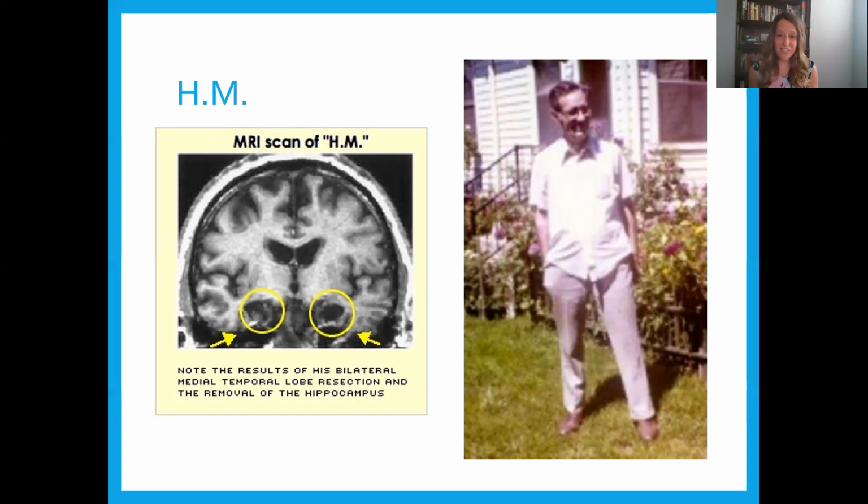Prior to the study of HM, it was not known that this small subcortical structure played such a vital role in memory. HM's inability to form new memories is what's called anterograde amnesia. He also suffered partial retrograde amnesia, or the inability to recall past memories.